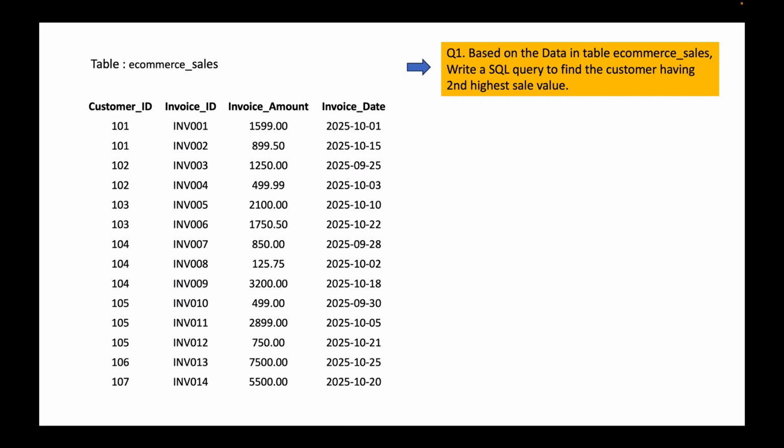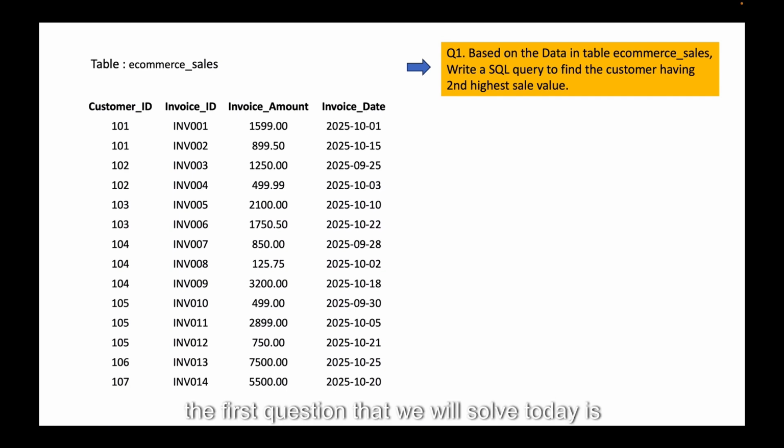As you can see on the screen, we have a table, e-commerce sales. Imagine this is any e-commerce sales data. We have customer ID, invoice ID, invoice amount, and invoice days. Pretty much self-explanatory, but customer ID is basically the ID of the customer. Invoice IDs are unique in this table. Then the amount of that invoice and which date the invoice was made.